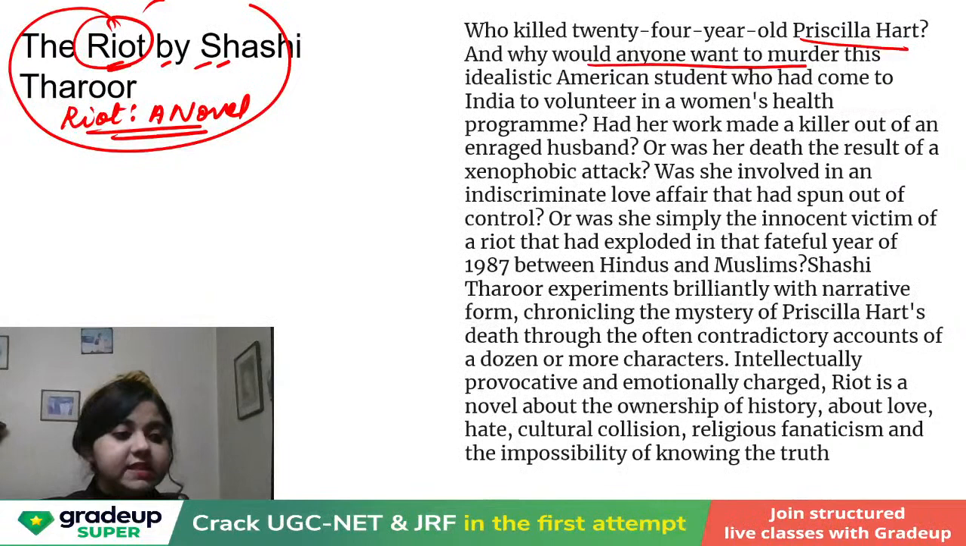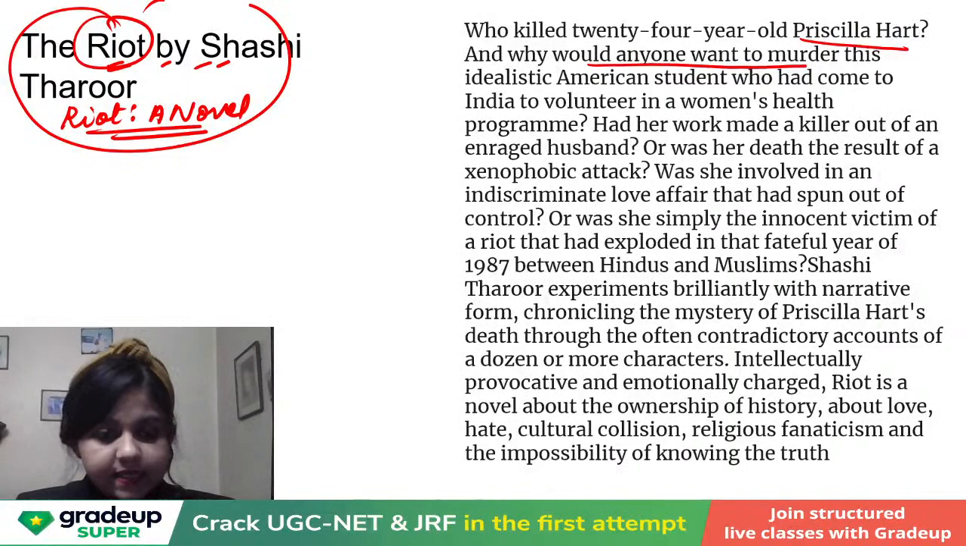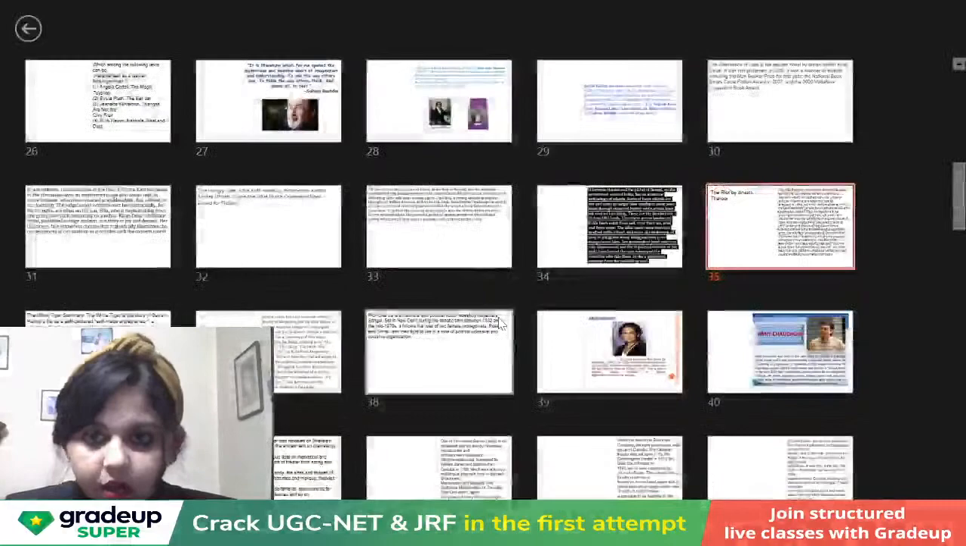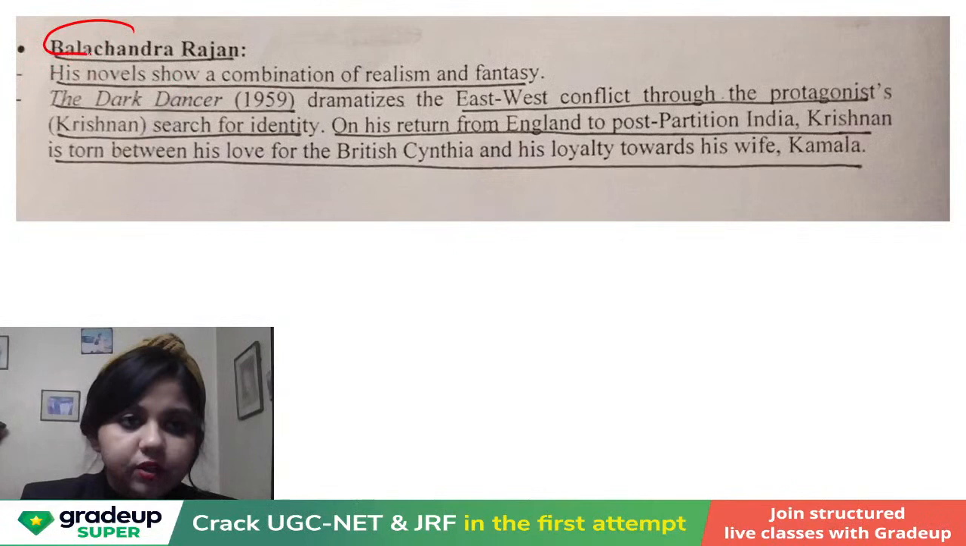Now, please see, what you have to focus on is keeping things very crisp and short. Whenever we are looking at Indian writings, how will we be covering them? First of all, let me give you an example of how we will be covering Indian writings so that you don't have any issue. For example, let's take this piece about Balachandran Rajan. I'm just giving you an example.